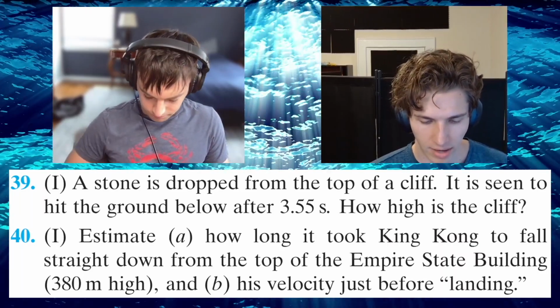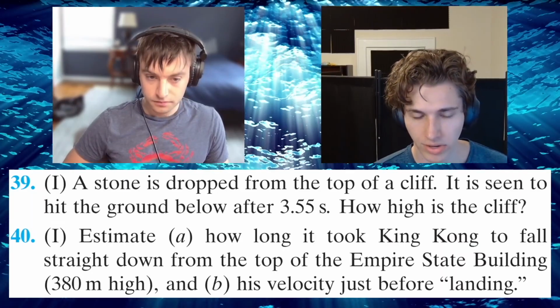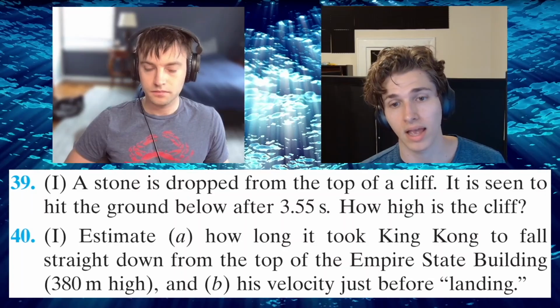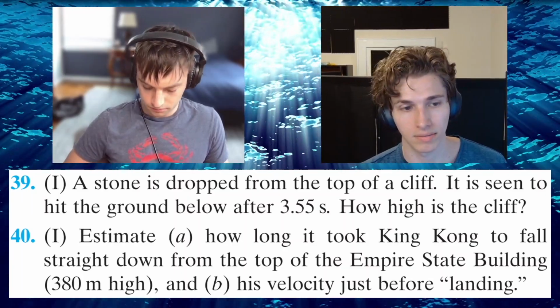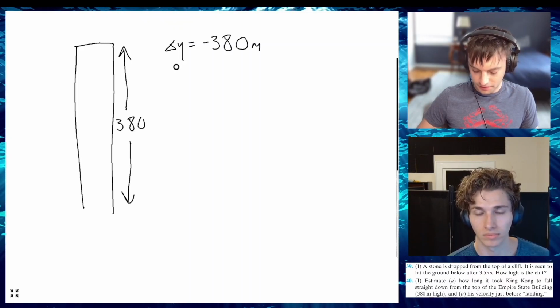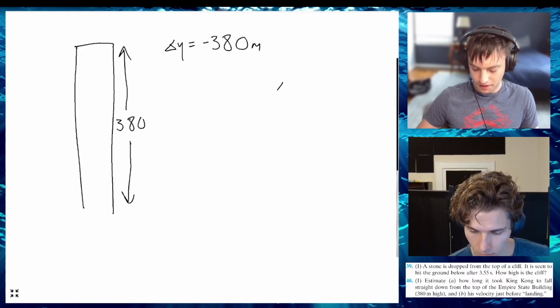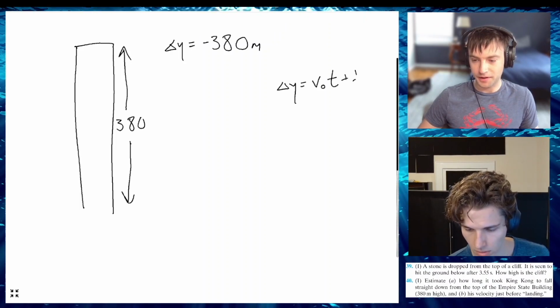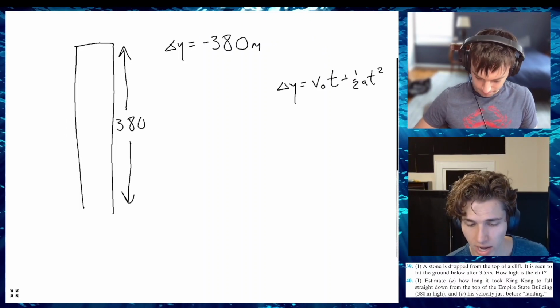So we have that delta y is 380 meters. We want to calculate time and final velocity. Could we use delta y equals initial velocity times time plus 1/2 at squared and solve for the missing variable that way? Let's try it.